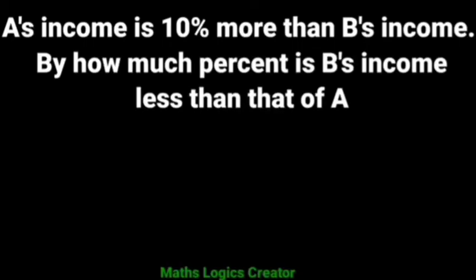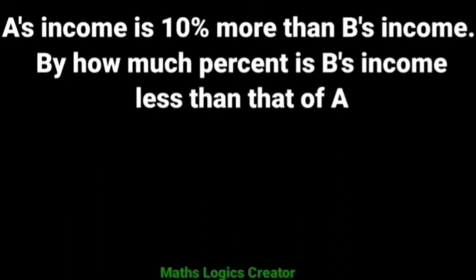A's income is 10% more than B's income. By how much percent is B's income less than that of A? Simply remember, these kinds of questions about A's income and B's income are frequently asked in examinations. In the end of the question, "less than" is asked. So simply remember: if we have "less than", we have to take the more value in the denominator. If we have "more than", we have to take the smaller number in the denominator.